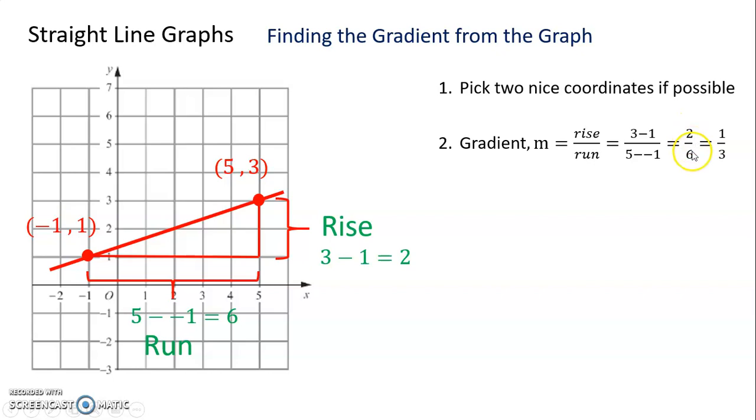Now, when I put those into my formula, rise over run, that's going to give me 2 over 6, 2 divided by 6. And I don't need to do that division. You can see it's a fraction, it's less than 1, and I can just simplify that fraction and work out that the gradient here is going to be 1/3.